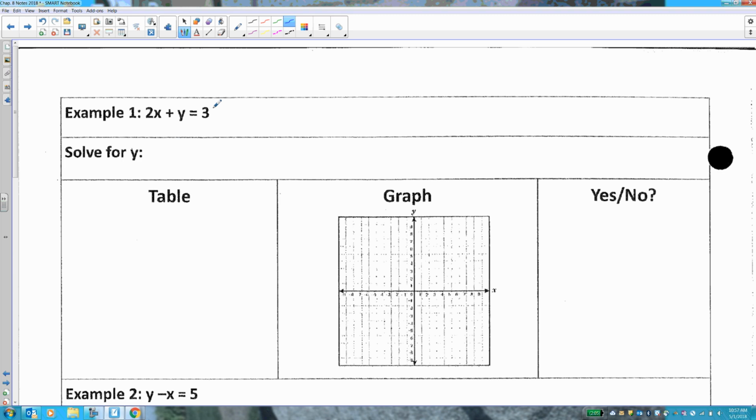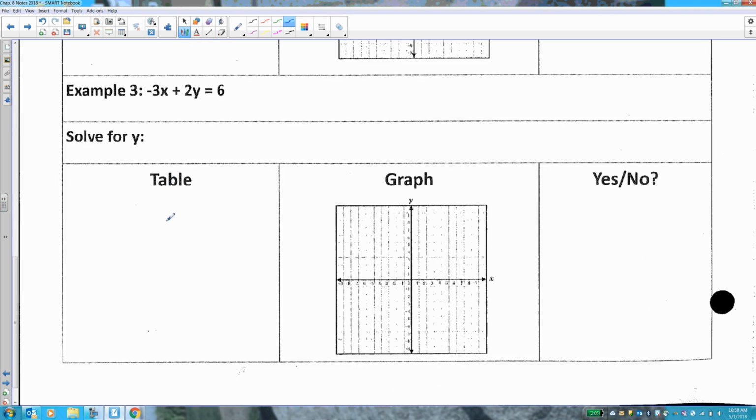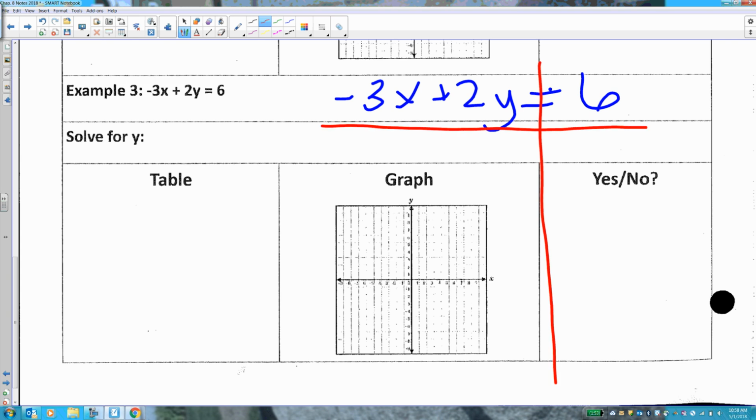All right, so let's do example 3. Let's get that to be y equals. So negative 3x plus 2y equals 6. You still want to draw that balance bar. All right, so first things first, you want to move your x's. So if it's negative 3x, I'm going to add 3x to both sides. You still want to make that 0 pair. So those become a big fat 0.